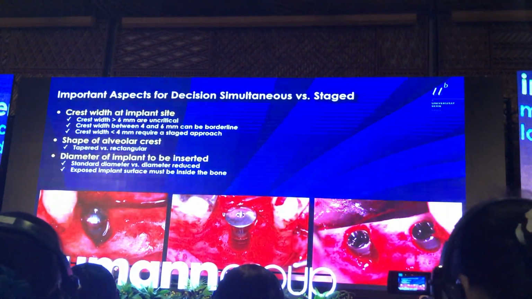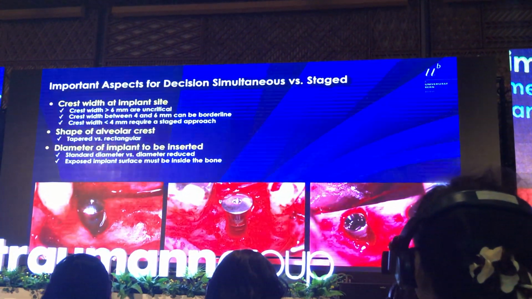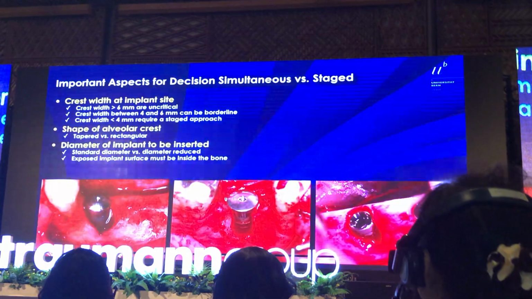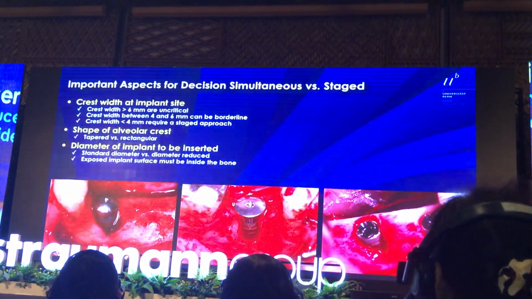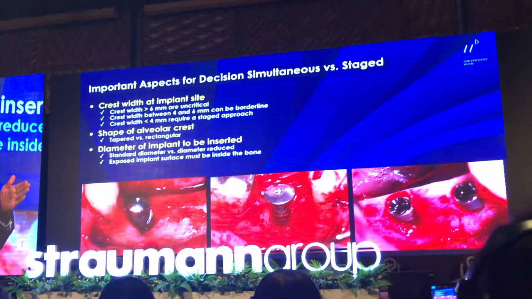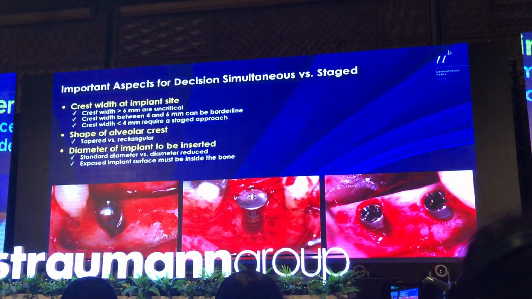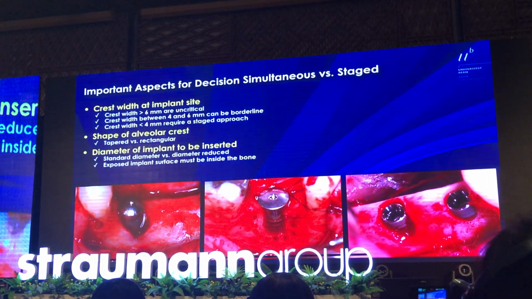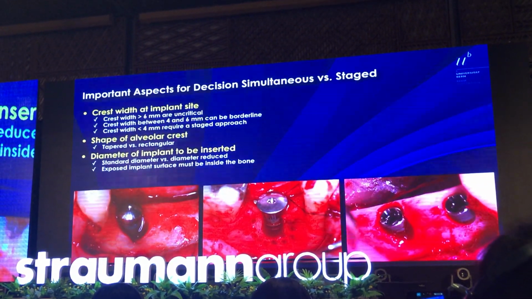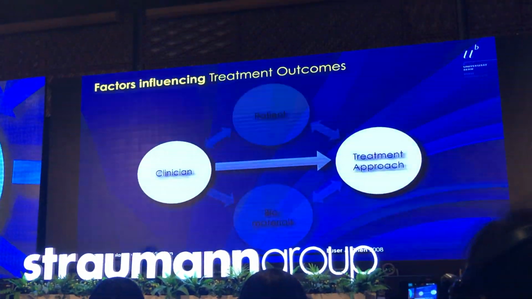What are the important aspects for decisions? You analyze the width of the crest. You analyze the shape. Can you reduce the crest to improve your situation? Very important. And then the third one is the diameter of the implant. Reducing the diameter gives you better chances for two-wall defects. So that's a very important aspect as well.